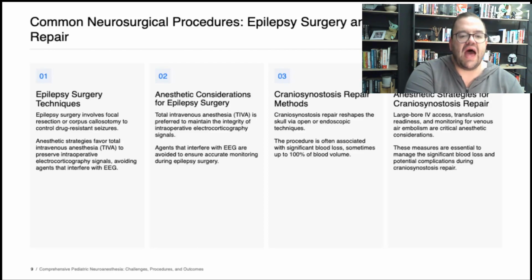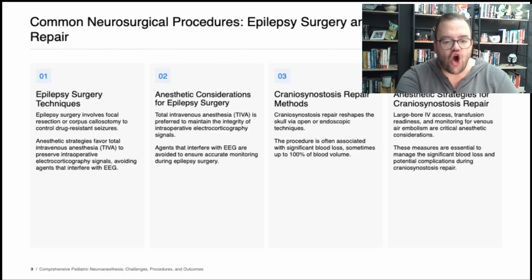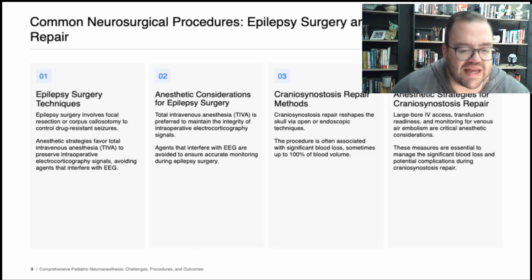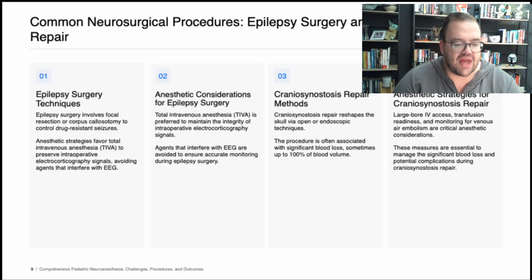So what are the other common surgical things that we need to consider? As I've said, surgical techniques for epilepsy surgery can include focal resection or corpus callosotomy. The most important thing here is that these cases are by far all done under total intravenous anesthesia.